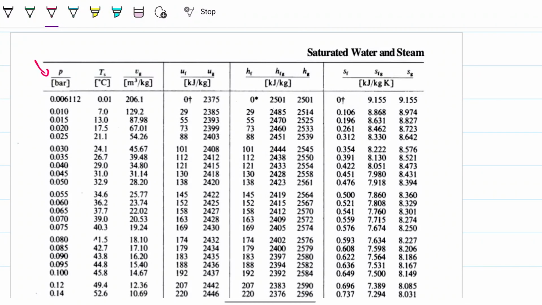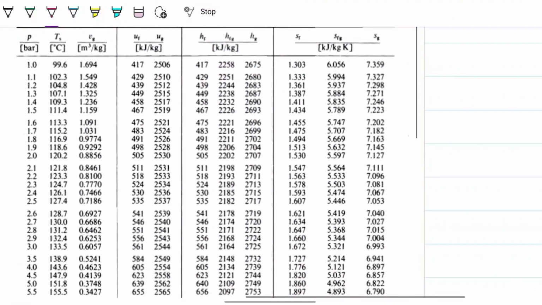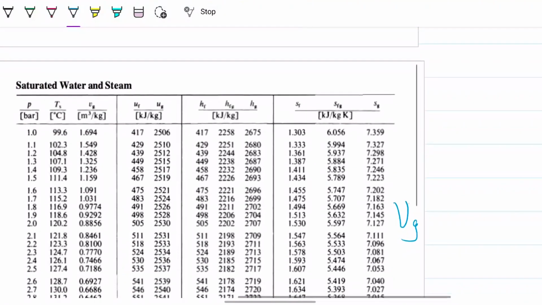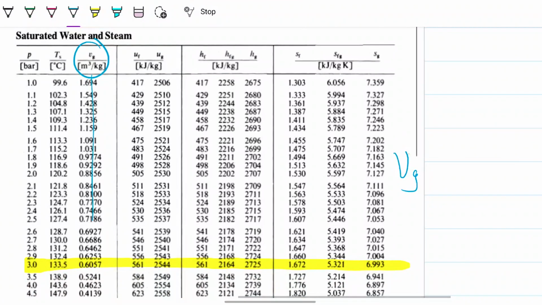Okay, I'm looking for 300 kilopascals. So that's going to be 3 bar. And 3 bar will be right here. Here I'm looking for, again, the specific volume for the gas, the specific volume for the saturated steam, which is this column here, which ends up being this value here. So that is the value that I need to put on my PV diagram.